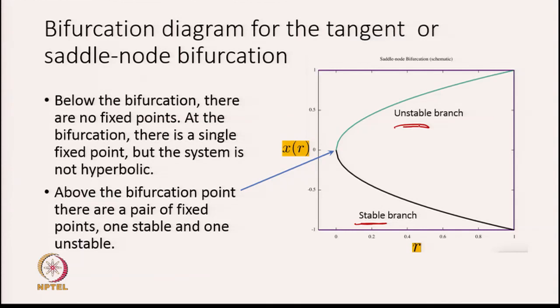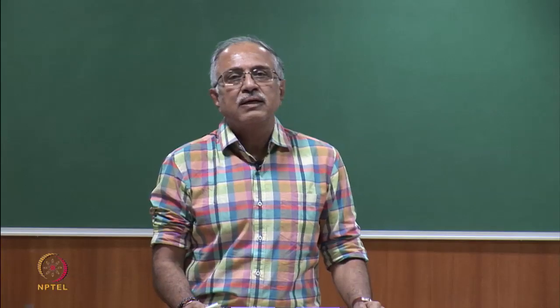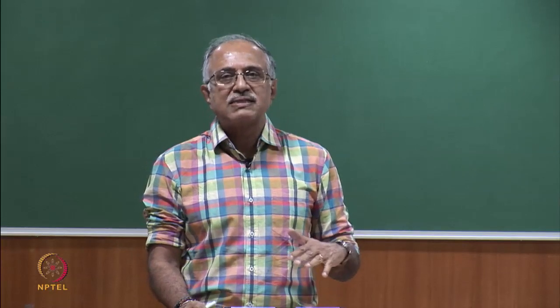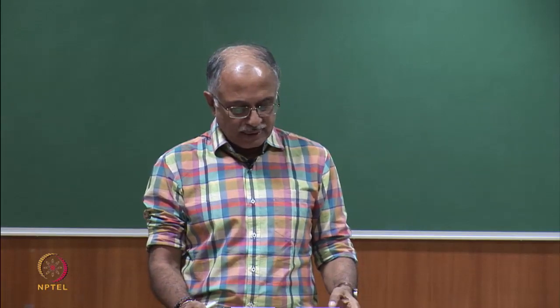In the case of the period 3 map, you will have one period 3 orbit which is stable and one period 3 orbit which is unstable, and we will come to discussing the period 3 orbit when we look at the logistic map in some more detail. For today, what I would like to emphasize is, at the tangent bifurcation or the saddle node bifurcation, you always have fixed points created in pairs, one stable, one unstable.